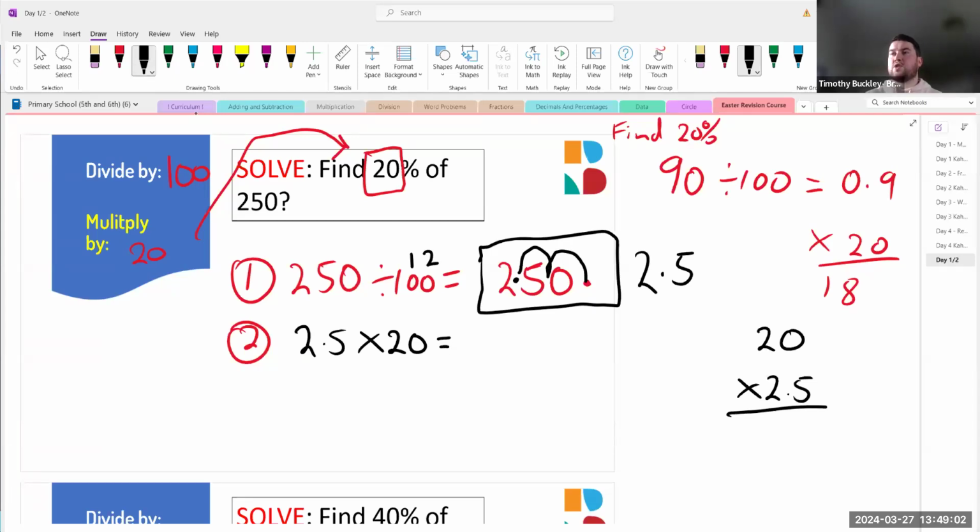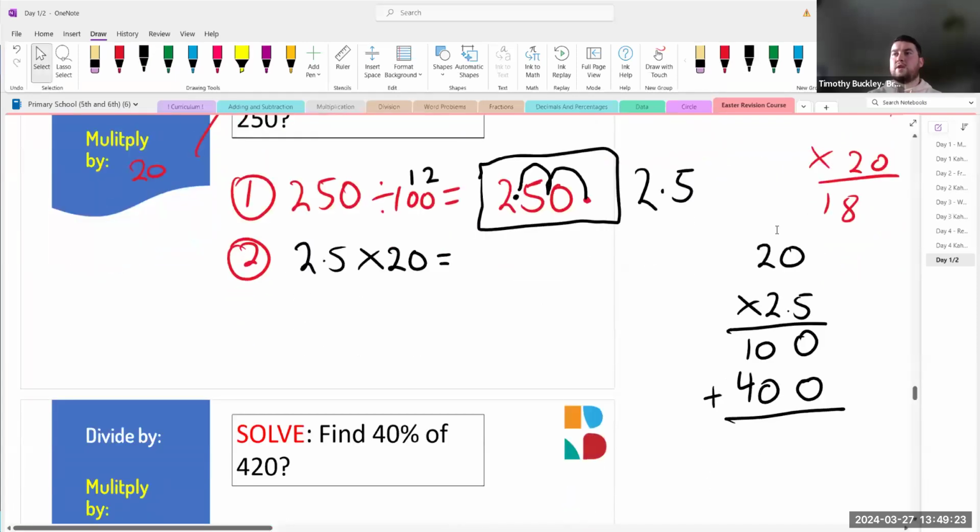So 20 multiplied by 2.5. I'm going to do 5 multiplied by 0 is 0. 5 multiplied by 2 is 10. Then I forgot to put down my magic 0, the automatic 0, whatever you call it, you've put down a 0. 2 multiplied by 0 is 0. And then 2 multiplied by 2 is 4. When we add all of that up, you might think that equals 500. What's going on here?